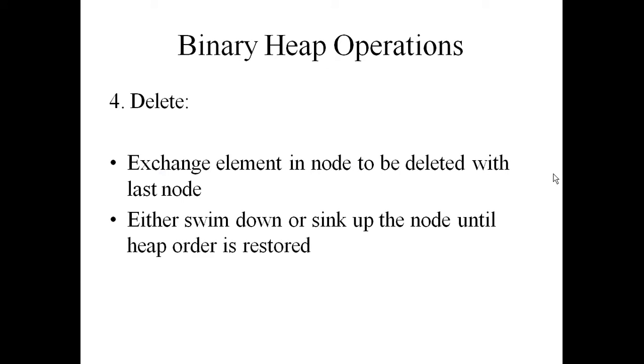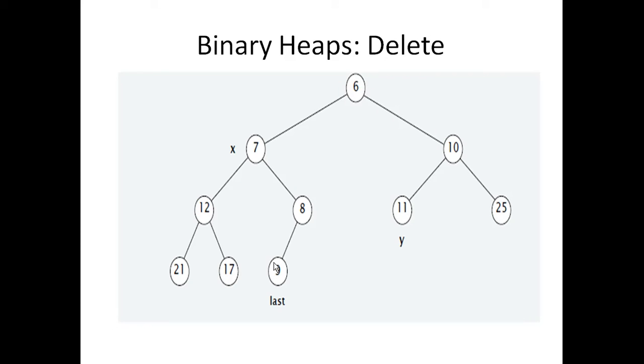Then the fourth operation is delete. If you have to delete a particular node from a binary heap, then the first step is to exchange the element in the node to be deleted with the last node. If you check this particular operation, it is similar to what we have done earlier. Second, once you do this, again the heap order will be violated. So you have to check the heap order and go on performing the exchange operations until the heap order is restored. We'll see this again with the help of an example.